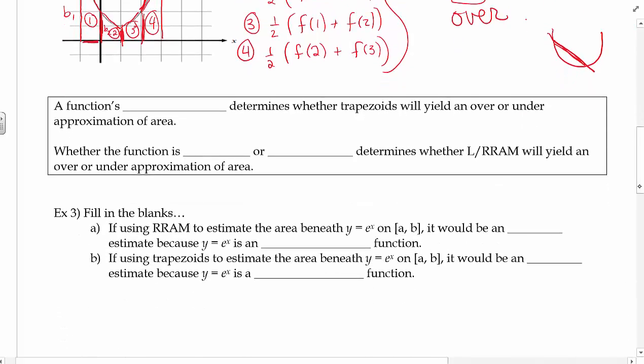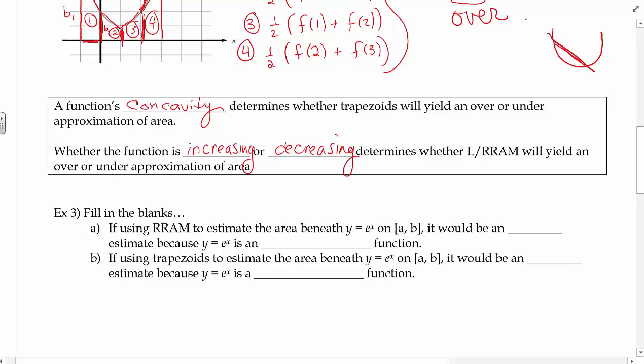A function's concavity determines whether trapezoids will yield an over or an under approximation of the area. So if you want to determine whether trapezoids are over or under, you have to look at the concavity of the function. If you want to look at L or R RAM and see if they're over or under, it's whether the function is increasing or decreasing that determines that.